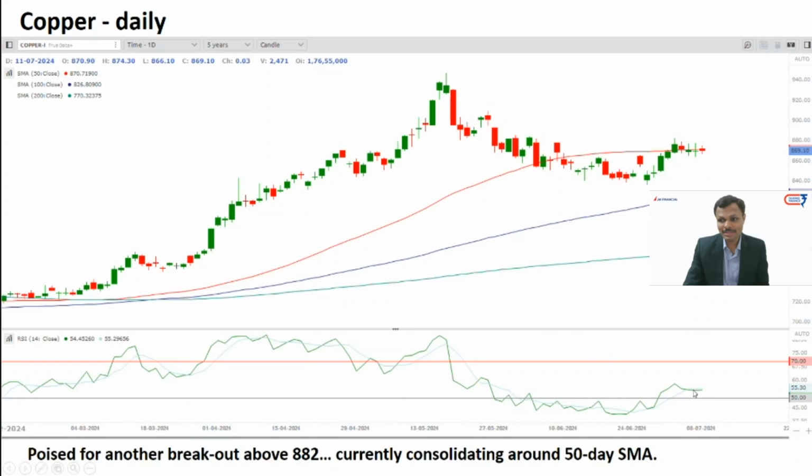Where is RSI placed? It is just above 50 levels, around 55. So it is still in the positive. The momentum is still positive, but the prices are not giving us a clear indication of an up move. Above 882, prices can again start going up, but till it is below 882, we may see this sideways consolidative momentum in copper prices.